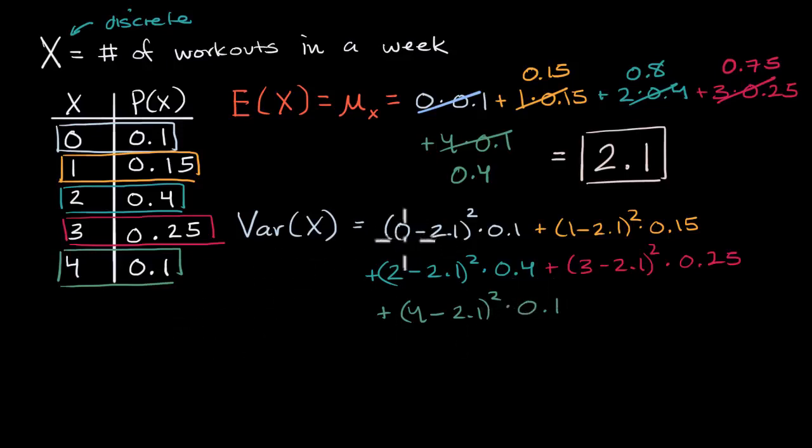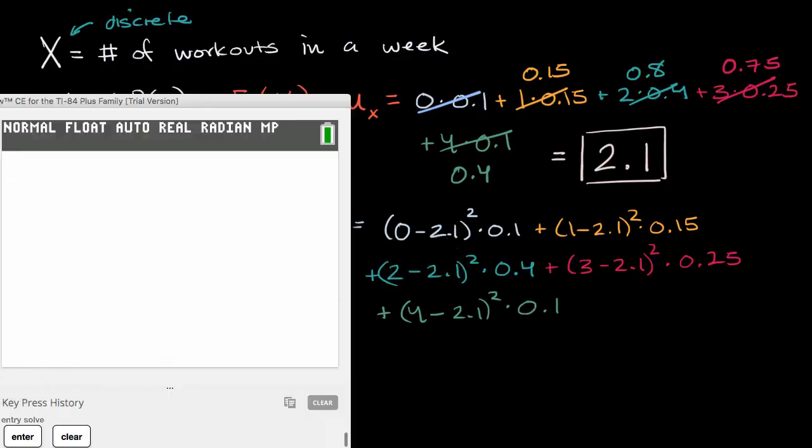So once again, the difference between each outcome and the mean, we square it and we multiply times the probability of that outcome. So this is going to be negative 2.1 squared, which is just 2.1 squared. So I'll just write this as 2.1 squared times 0.1. That's the first term. And then we're going to have plus 1 minus 2.1 is negative 1.1. And then we're going to square that. So that's just going to be the same thing as 1.1 squared, which is 1.21, but I'll just write it out. 1.1 squared times 0.15.